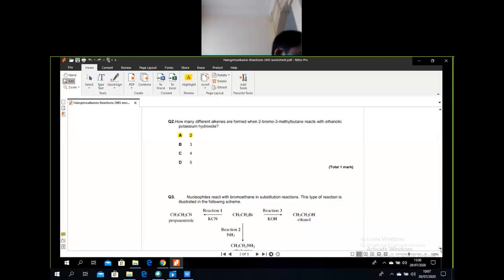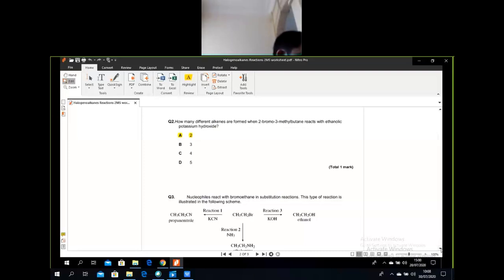Okay, in 2-bromo-3-methylbutane, there are 2 possible products. We know that there is a major and there is a minor. If we draw the structure, there would be 2 different reactions.